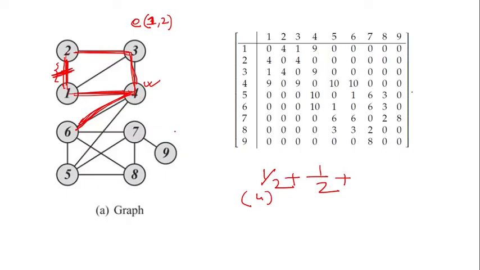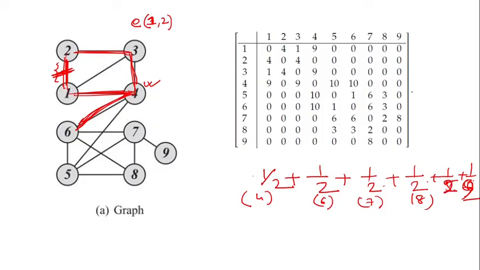Similarly for 6, let's say. Similarly for 7 also the same, 8 also the same, 5 also the same, 9 also the same. So 1 2 3 4 5 6, these are each 1 by 2. Okay, so these are all done. What about vertex 3? Vertex 3 is 0.